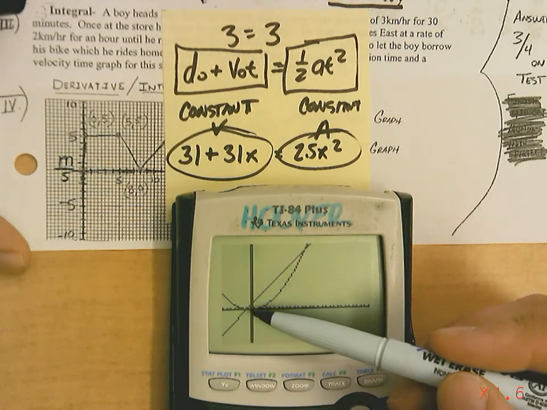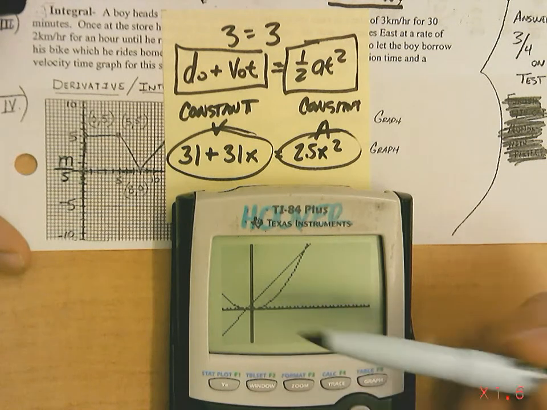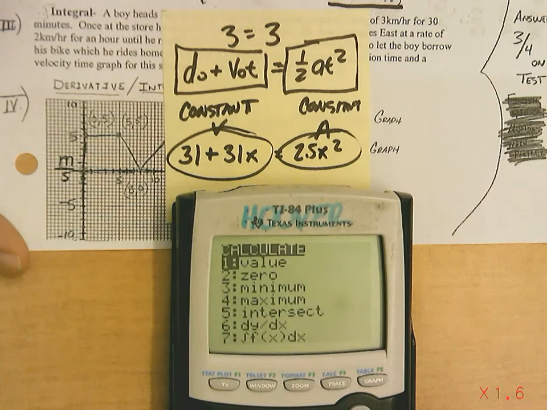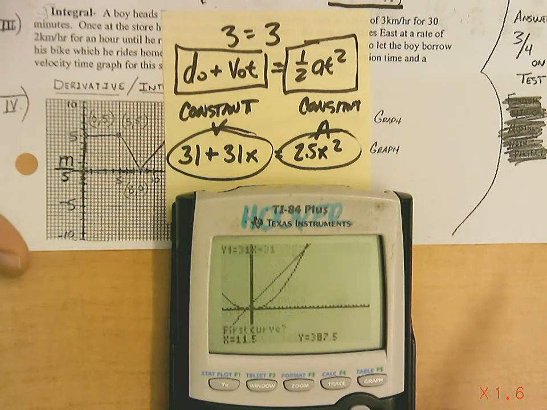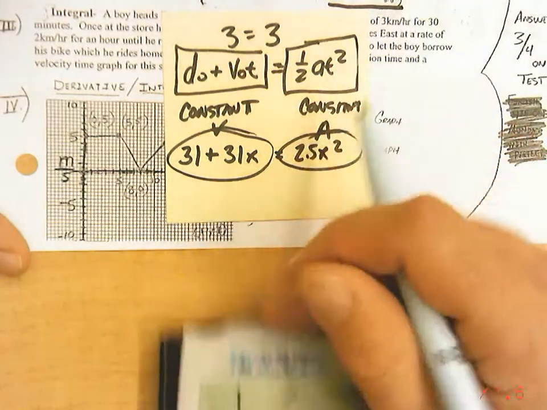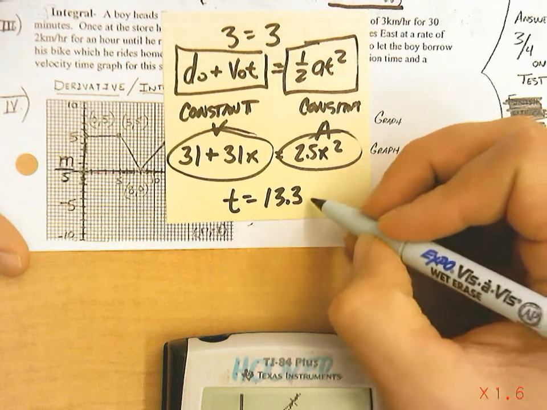Remember, the problem began when he went after him. So if he waits time, there's going to be time that's occurring. This is t-catch, so we're just going to try to find the catching time. So I'm going to go to intersect number 5, and I'm going to work up to that intersection and find out what it is. It's 444 for a distance and 13.3 for a time. So t equals 13.3 seconds.